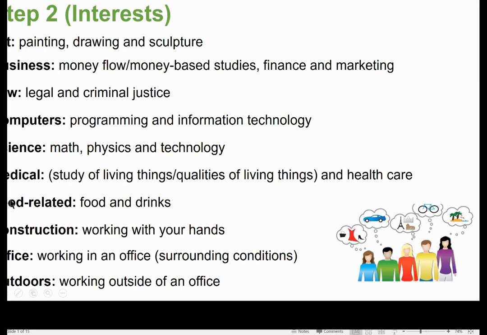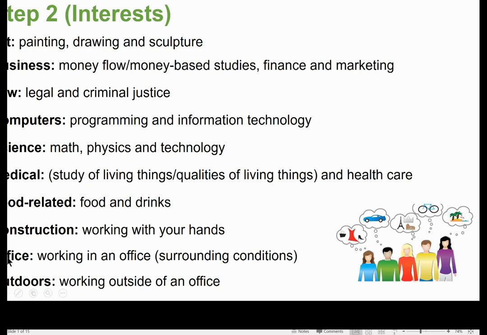Food and related. Do you like food and drinks? Do you like working with food? Do you like creating new food or creating a lemonade with some iced tea in it or doing some kind of creative things with food? Do you like construction? Do you like working with your hands? When you were young, did you like to put Legos together or build blocks?